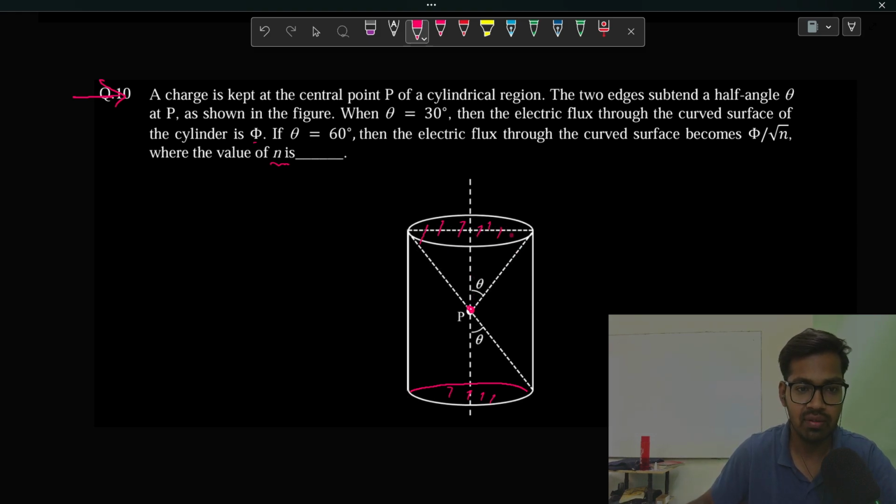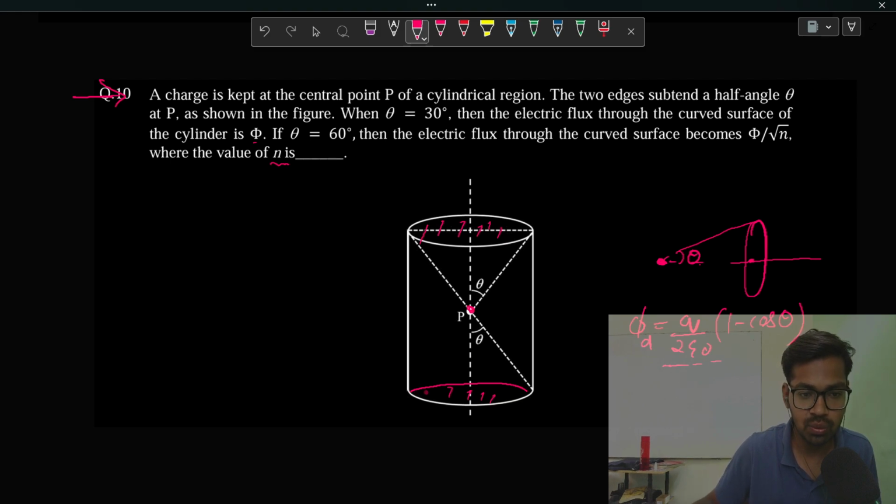Basically, we know that for a disk there is a center through which an axis passes like this, and the charge is kept on the axis at the center, with some angle like this, that is theta. The flux passing through this disk will be equal to q by 2 epsilon naught times (1 minus cos theta). That is the flux passing through one disk. There are two disks, so the flux will be two times that.